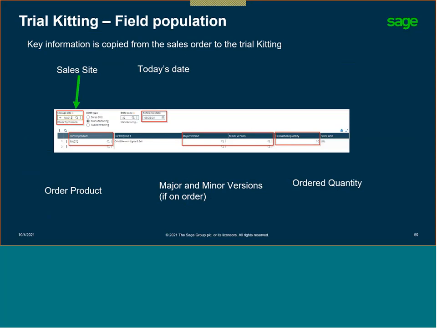So the sales site will be copied across to the storage site. Today's date will become the reference date. Clearly, the order product will become the parent product. If we're using major and minor versions on the order, it will copy across the major and minor versions. And the order quantity will be copied across to the calculated quantity. So the important thing is the major and minor versions, only if you've got them on the order, obviously they will be copied across.